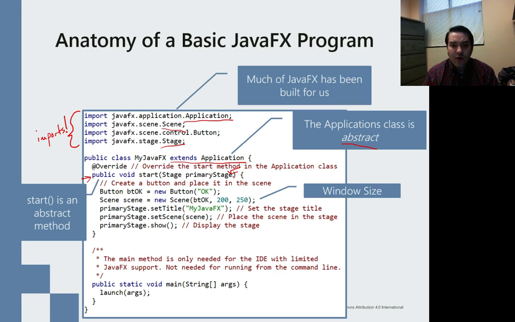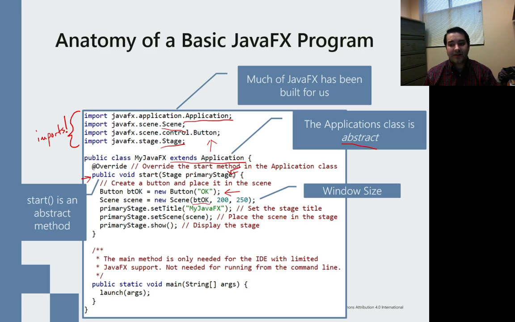Now, like I said, we don't have to worry about reinventing a lot of these elements because they've already been built for us. A button is a button is a button. A checkbox is a checkbox is a checkbox. A circle is a circle is a circle. So these are already built for us in the JavaFX library. And so what I can do here is make something as simple as a button, okay, scene. I now add my button to my scene.